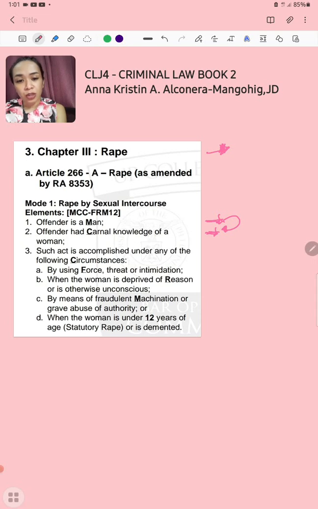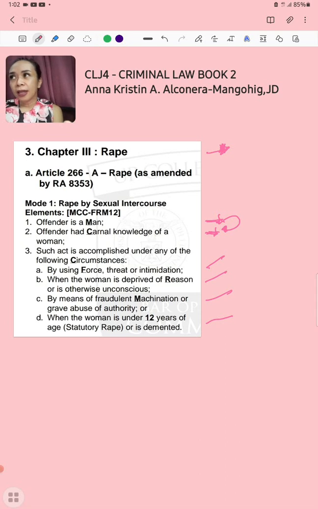the carnal knowledge, yung having sexual intercourse, is accomplished, nagawa niya through force, when the woman is deprived of reason or is otherwise unconscious, by means of fraudulent machination or grave abuse of authority, or when a woman is under 12 years old, that is statutory rape. So, yan yung rape by sexual intercourse.